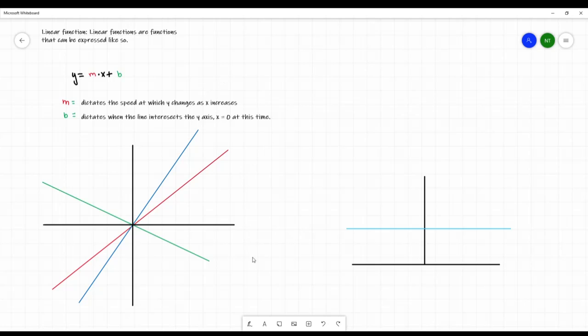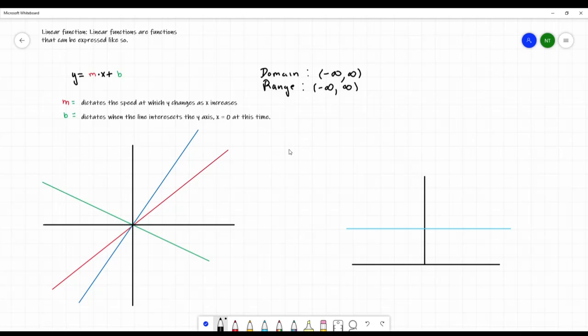Okay, so in terms of properties, the domain of a linear function is minus infinity to infinity, and the range of a linear function is also minus infinity to infinity. Okay, so that's two properties of a linear function.